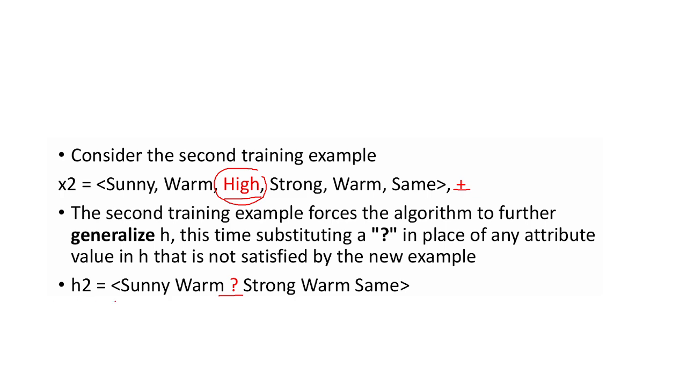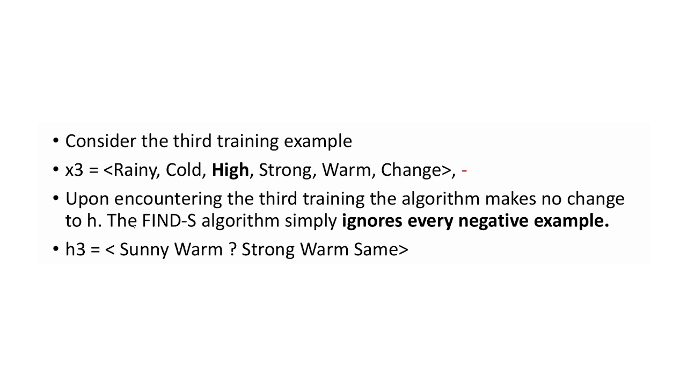Now H is a little more general. Earlier it was too specific in the H case. Then H1 you changed to a little more general. Now it is still general because the third attribute does not affect whether you can play or not. Go for the third example.